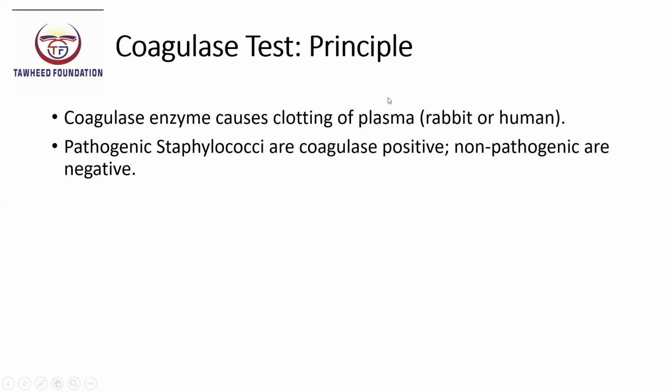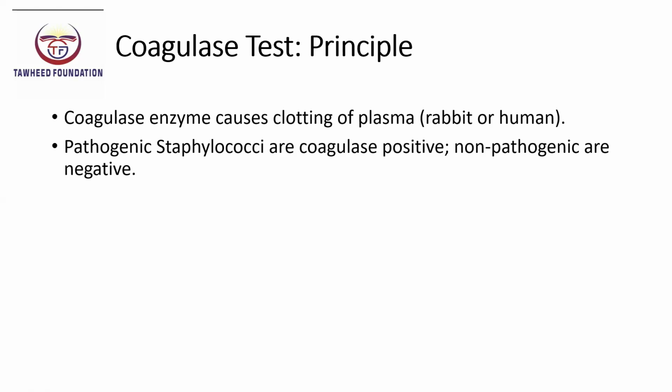Next is the coagulase test. The coagulase test identifies the ability of certain Staphylococcus species, notably Staphylococcus aureus, to produce the enzyme coagulase. Coagulase reacts with plasma fibrinogen to convert it into fibrin, causing clotting of the plasma. This clot formation is used to differentiate pathogenic S. aureus, which is coagulase positive, from other non-pathogenic staphylococci, which are coagulase negative. There are two forms of coagulase which are recognized.